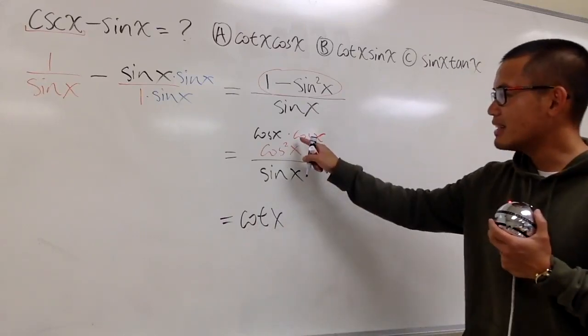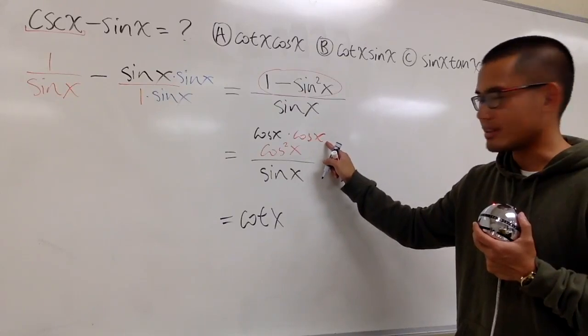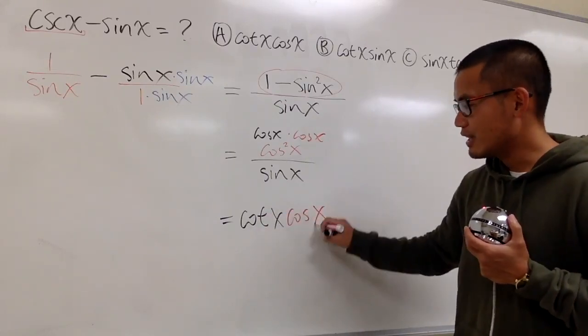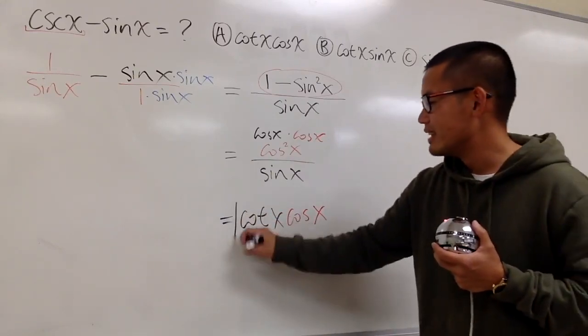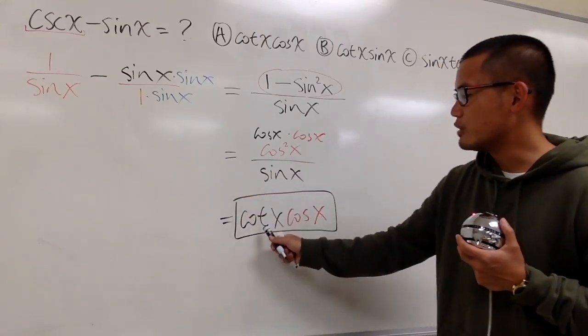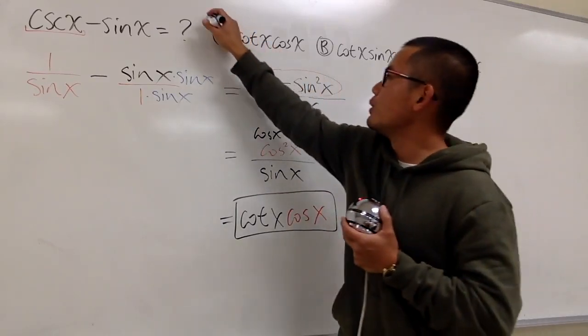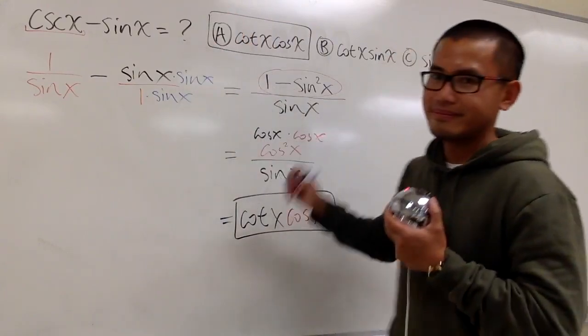And we still have another cosine x that's multiplying on the top, right? So we just need to multiply this by cosine x. This is it. The final result that we have is cotangent x times cosine x, and that's the answer choice A right here. And that's it.